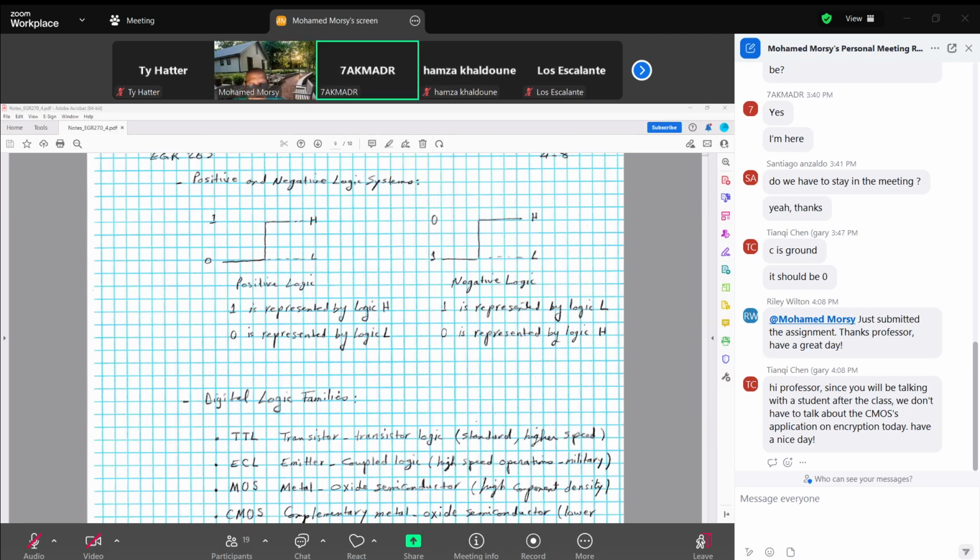Professor, yes, sir. In question 4, do we need to write the whole output or just the answer? In question 4, just convert the binary number to Gray code. Okay. Got it.